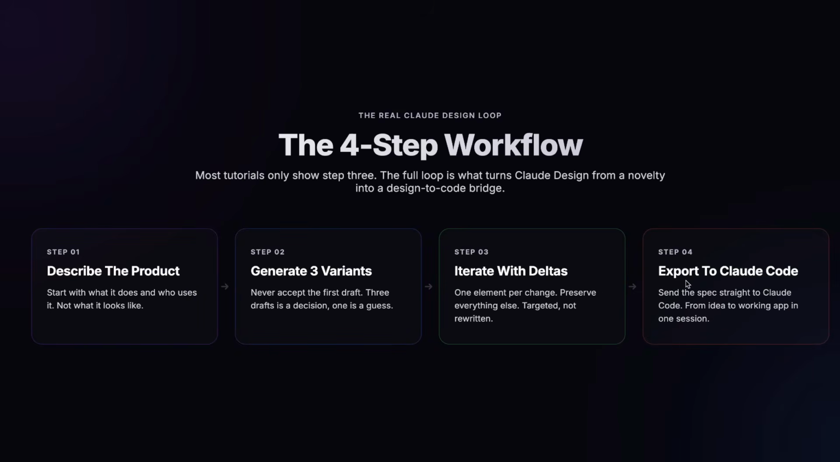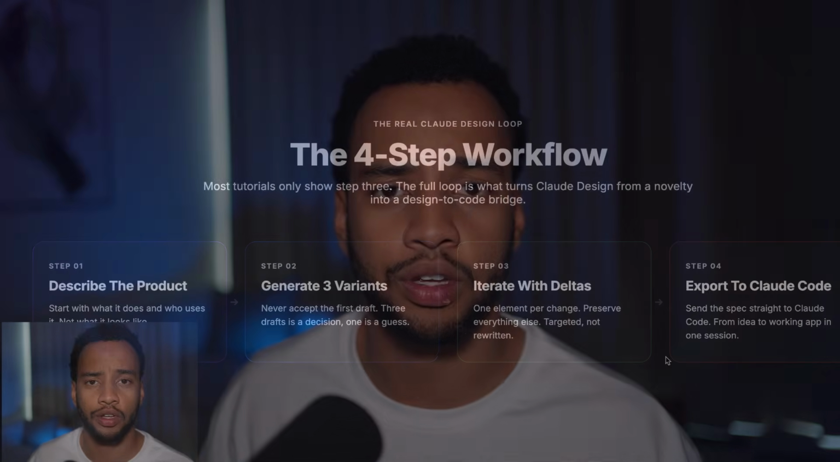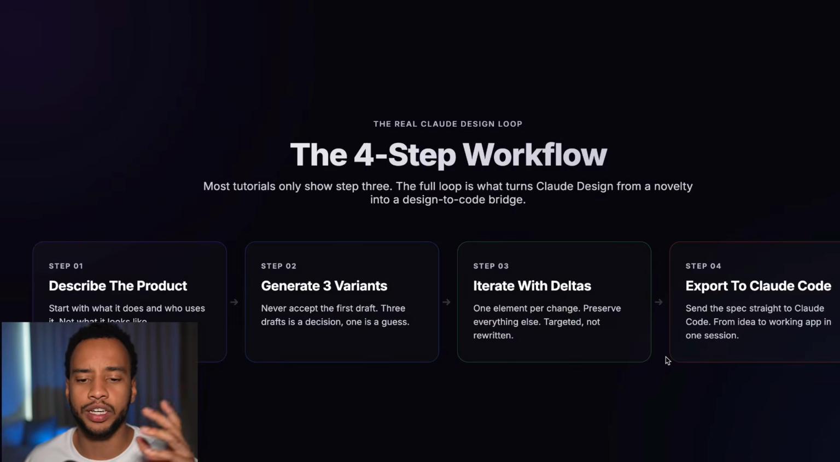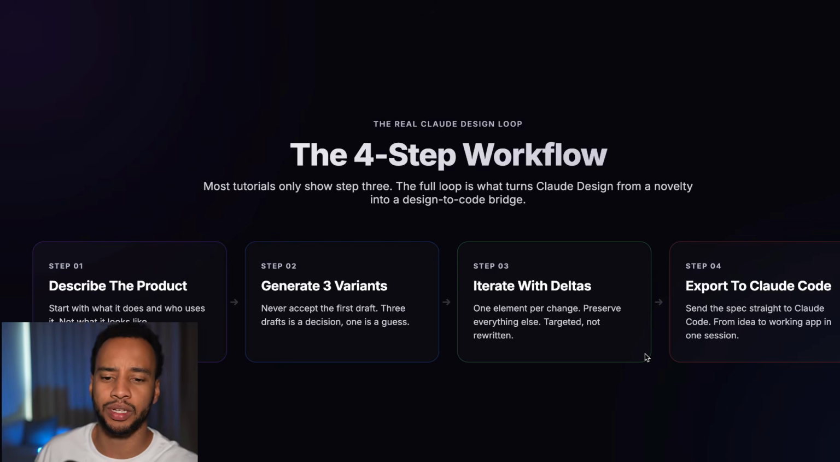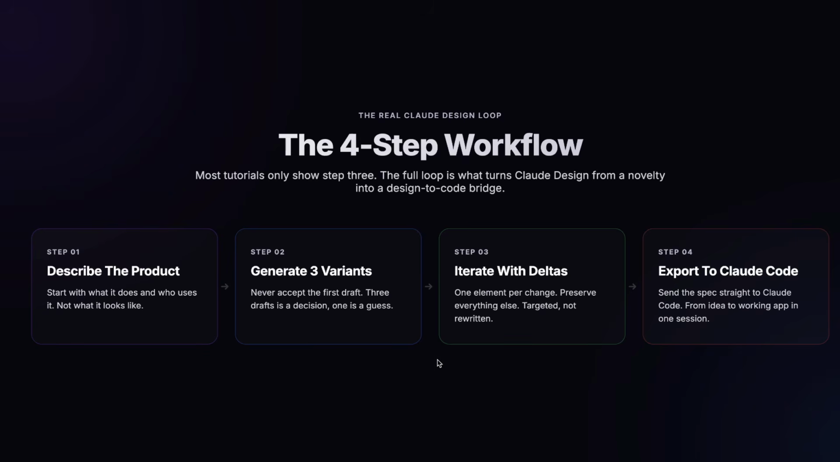And then step 4, export to Claude Code, send the specs straight to Claude Code from idea to working app in one session. Most tutorials only talk about step 3, write a new prompt to change it. If you've got a design, just write a new prompt and change it up a bit. But that's why the output feels like a novelty, and once you run the full loop, it stops being a novelty and starts being the fastest way to go from any sort of idea to a working product that I've ever used. But let me show you what that actually looks like on a real project.